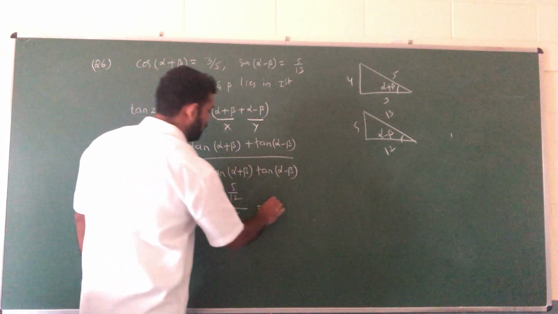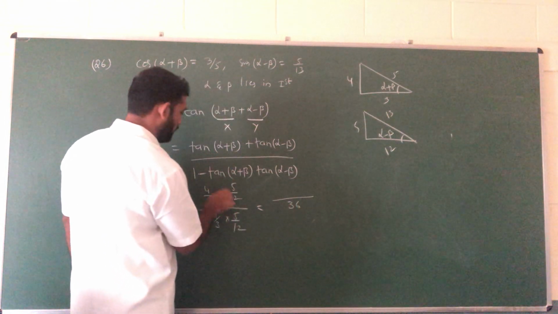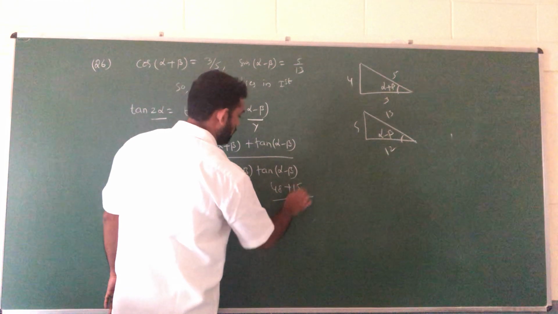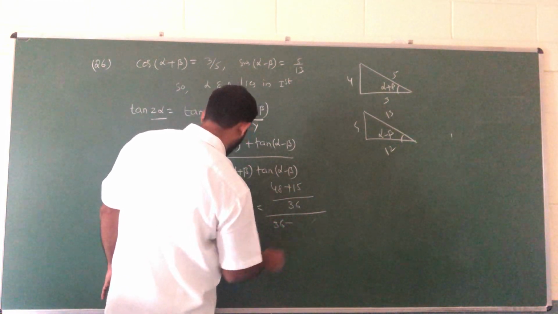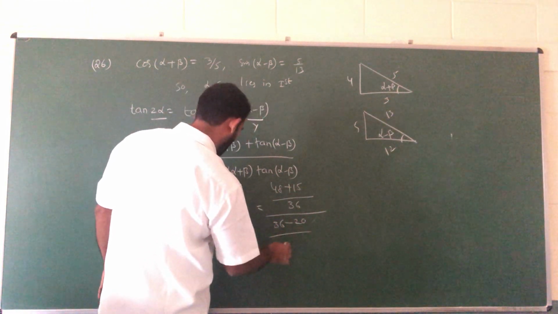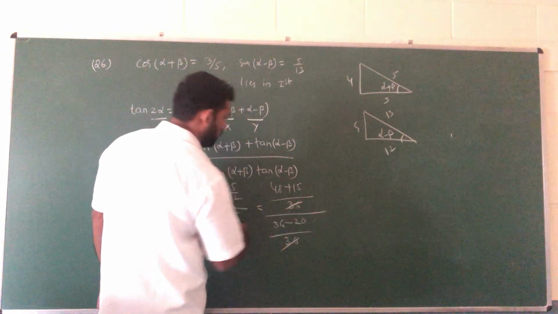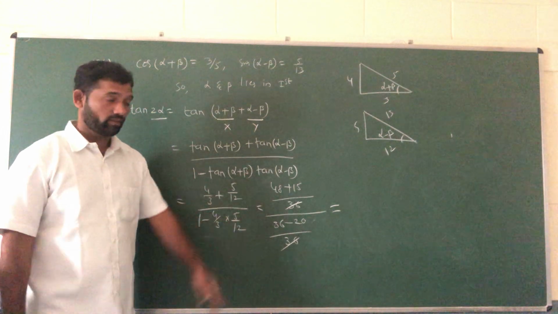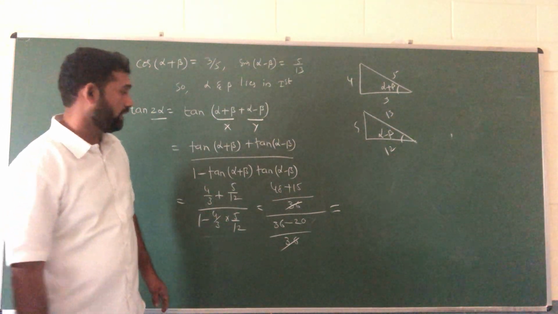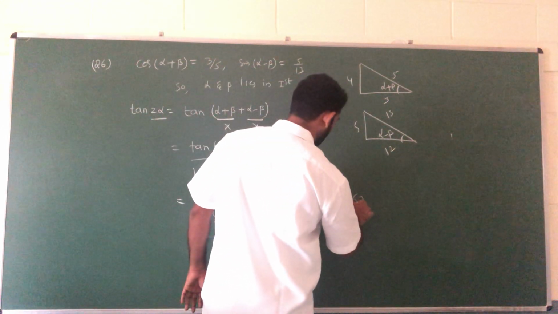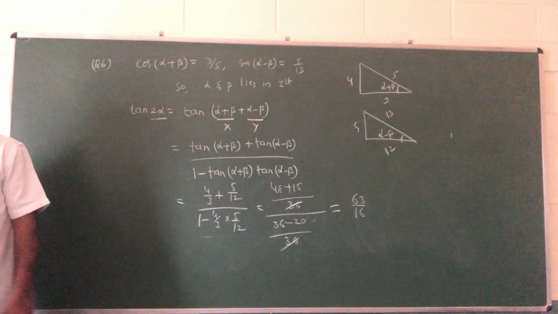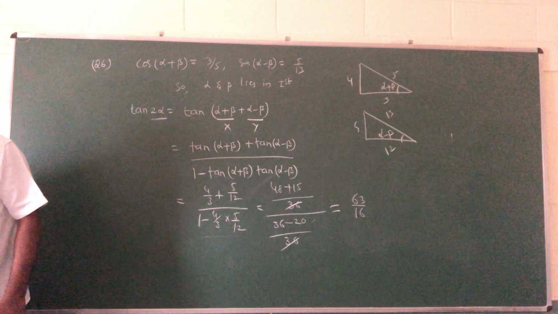Now 12 into 3 is 36. Next, 5 into 4 is 20. 4 into 12 is 48, and 5 into 3 is 15. So divided by 36 minus 20 divided by 36, the 36 will be cancelled. 48 plus 15 is 63, divided by 16. 63/16 is the answer. That is your answer.